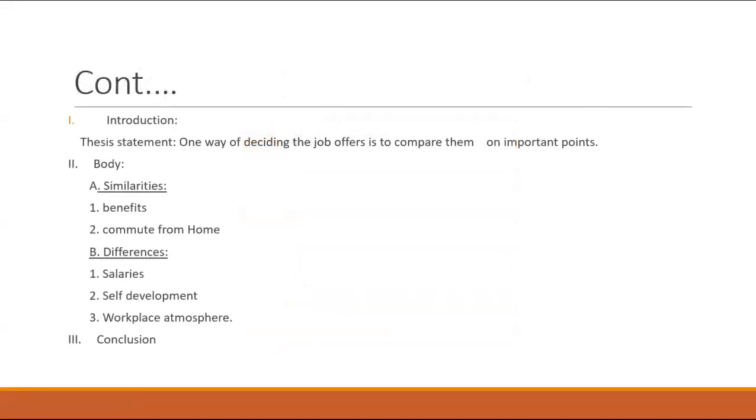Okay. For example, if you're talking about jobs, first of all, you will talk about the similarities, as we discussed before, and then we talk about differences. So we will do them in different paragraphs, not in the same paragraphs, like we do in the point by point, okay? In point by point, we are going parallel, you know, discussion.